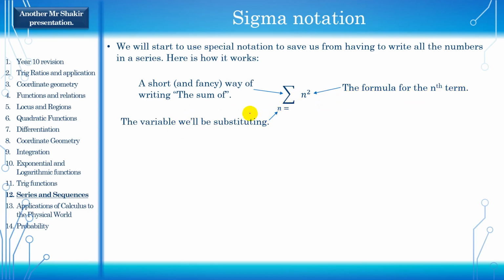And below it, you'll have n is equal to, and generally that letter over here will be the same as the letter that they're using in the algebraic expression. So if that was k squared, over here it would be k.